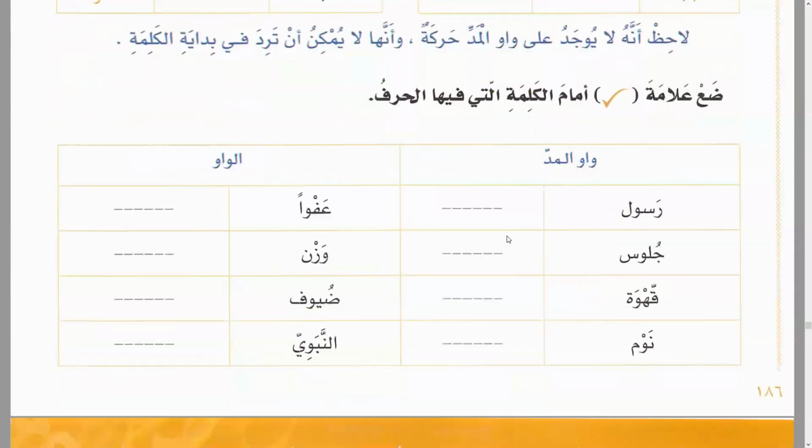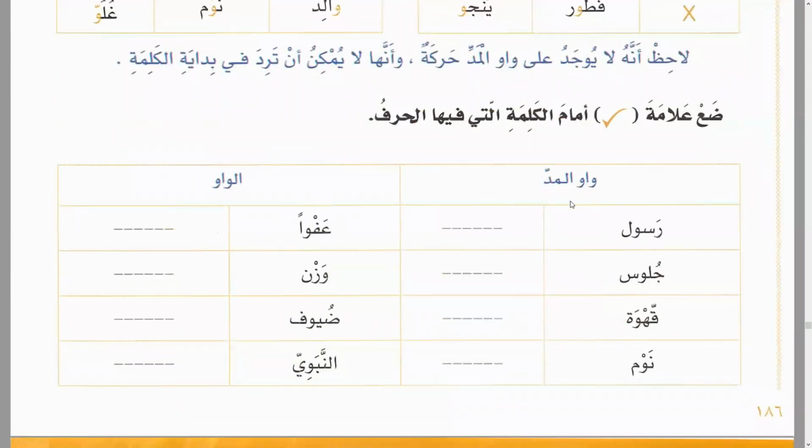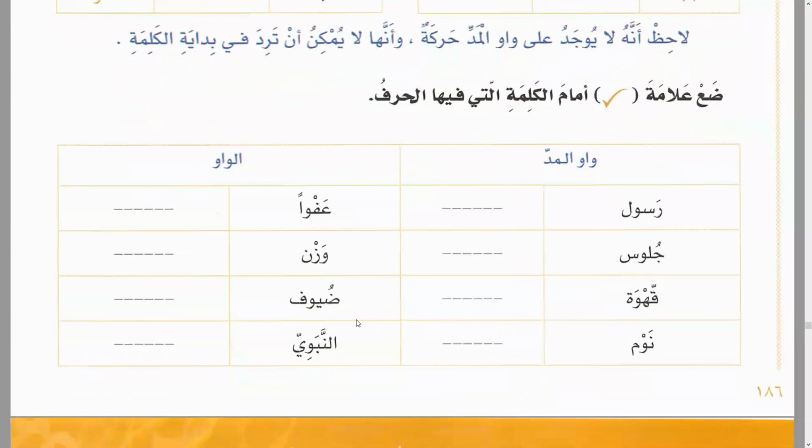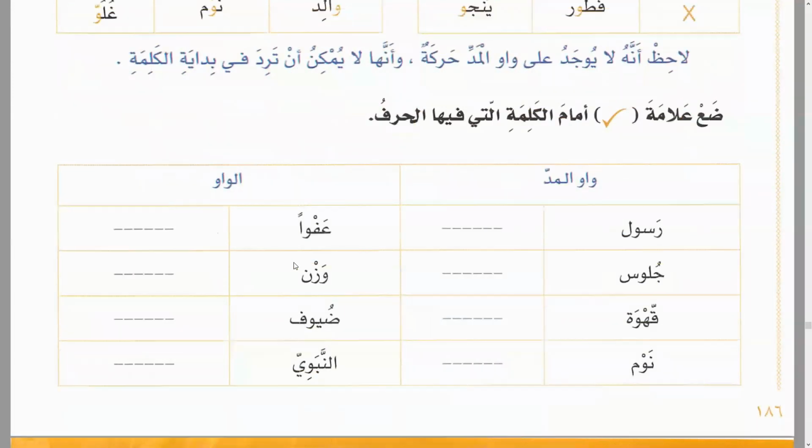Waw. Then we have vowel mad, rasul. We practice writing rasul, julus, qahwatun, naum, right? Nabawi, afwan, waznun. This is this waw.